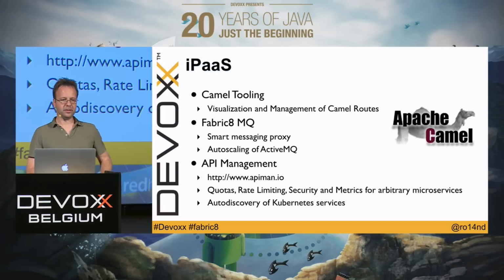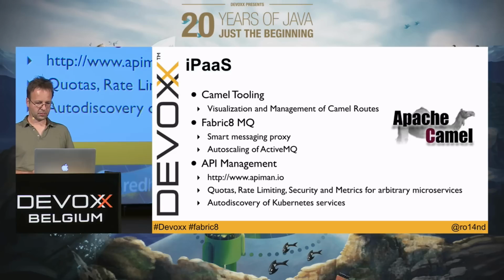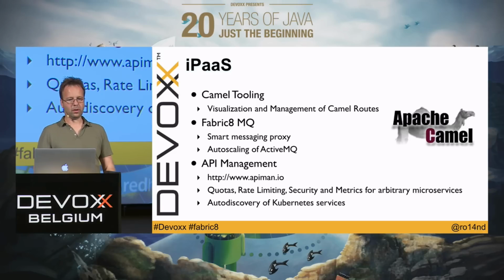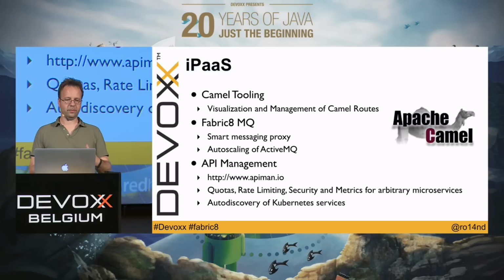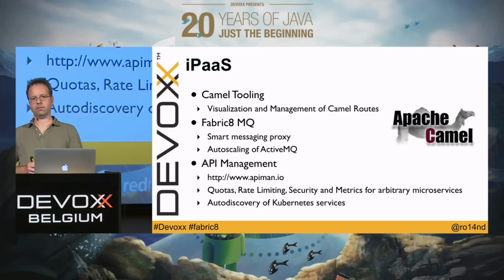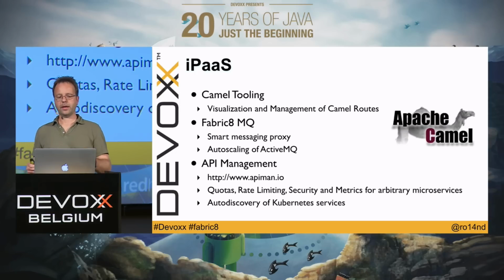Okay, then there's iPaaS, integration platform as a service. So you have tooling all around Camel. As you know, this whole stuff is all about camels. You have visualization of Camel routes and so forth. There's fabric8MQ, which is also a pre-factored messaging service where you can automatically detect when you need more ActiveMQ brokers or not. And there's also integration of API management, which allows you to apply quotas, rate limiting, security, and other stuff on your APIs or the REST APIs which you expose as Kubernetes services.